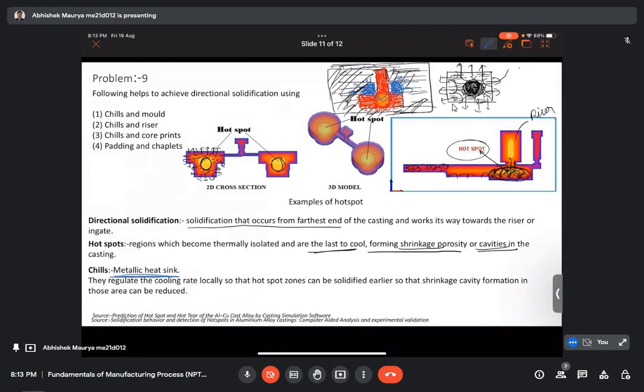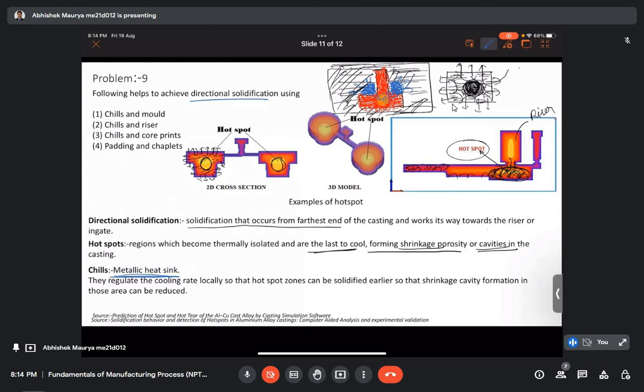So if we put chills there, then this region will not become a hotspot. This will also solidify together with all other material. So by applying chills, we can avoid the formation of hotspot zones, and that's how we can achieve directional solidification. So there are only two ways: one is the location of the riser, and another is by putting chills. There are only two ways through which we can achieve directional solidification.